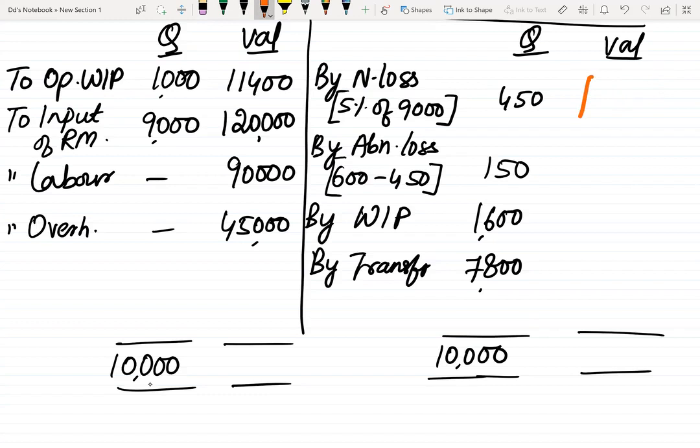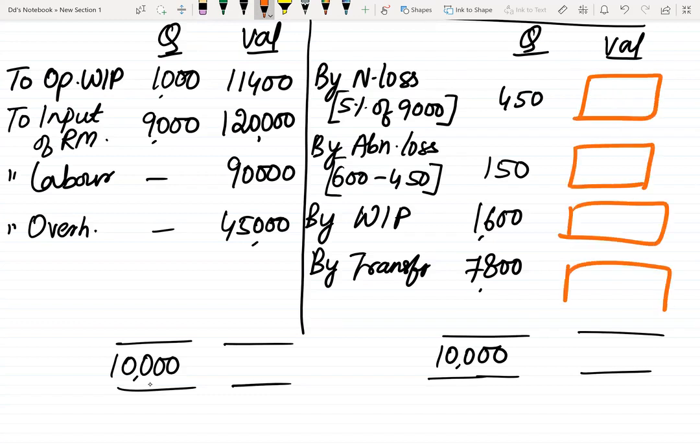One number that I can fill is normal loss. How much is scrap income? They have given after the table, 2 rupees. So 450 into 2, 900 rupees. Now I need abnormal loss, WIP and transfer. Because I have closing WIP, I can't use cost per unit. I have to use step 1, step 2 and step 3.